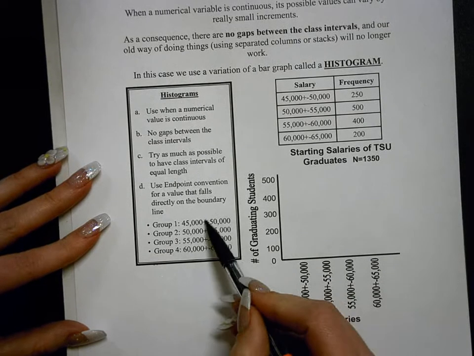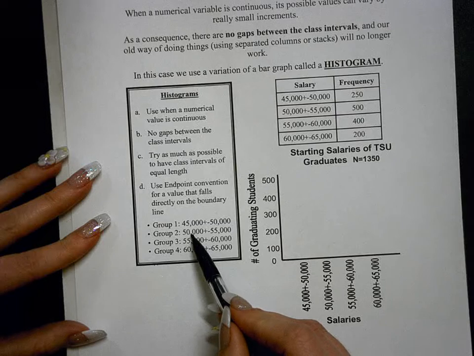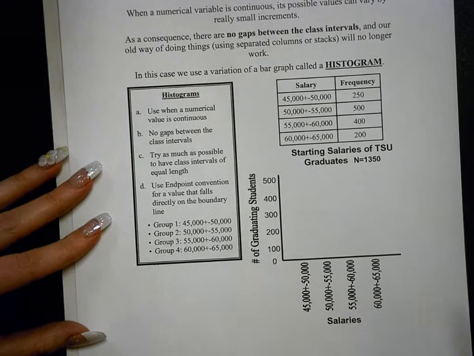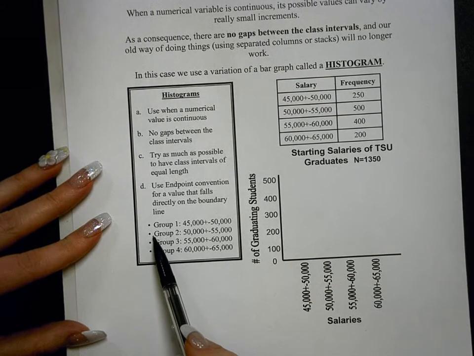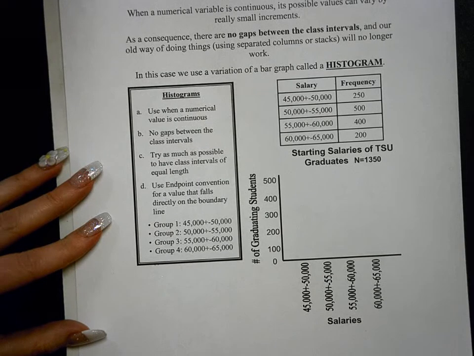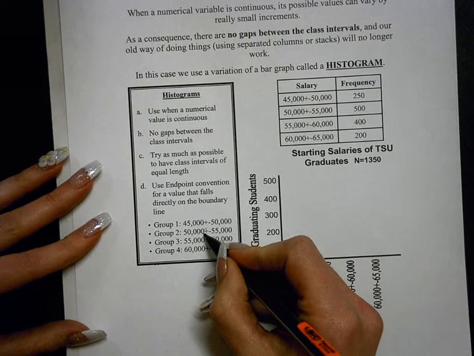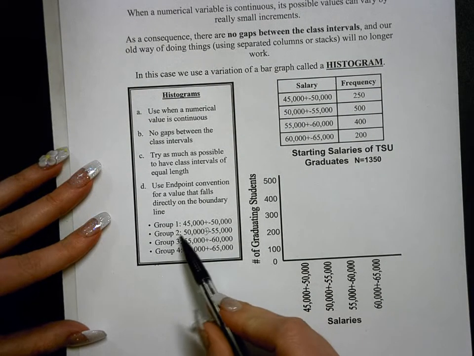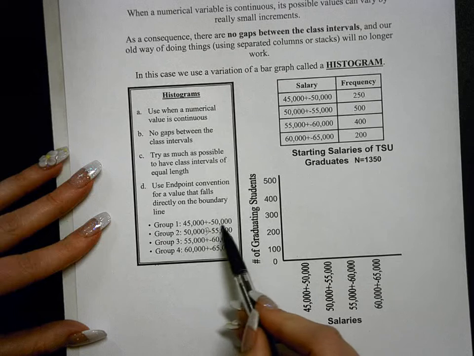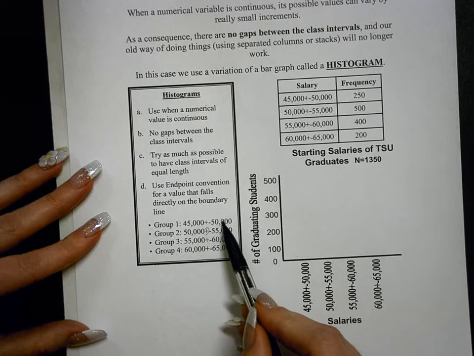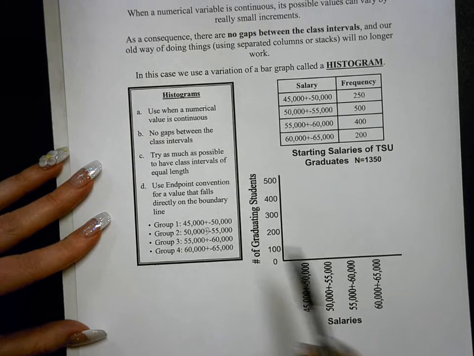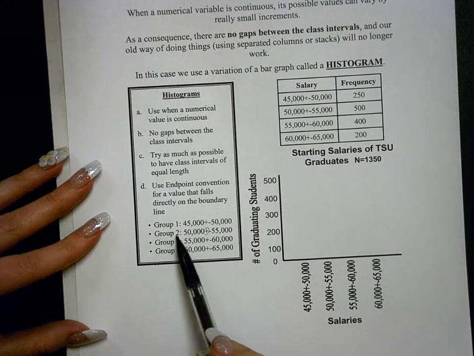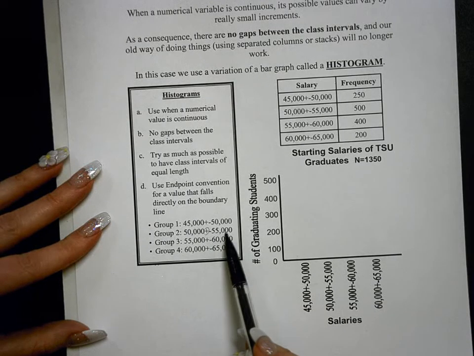So if you see here, there's 50,000 here and there's 50,000 here. If someone earns 50,000, do we put them in group 1 or do we put them in group 2? Because 50,000 is listed twice. That is why the endpoint convention is very, very important. This plus sign right here indicates that if it's over 50,000, then it goes in group 2. But if it goes all the way up to 50,000, then 50,000 would actually be listed in group 1. Anything over 50,000 would be listed in group 2, all the way up to 55,000.